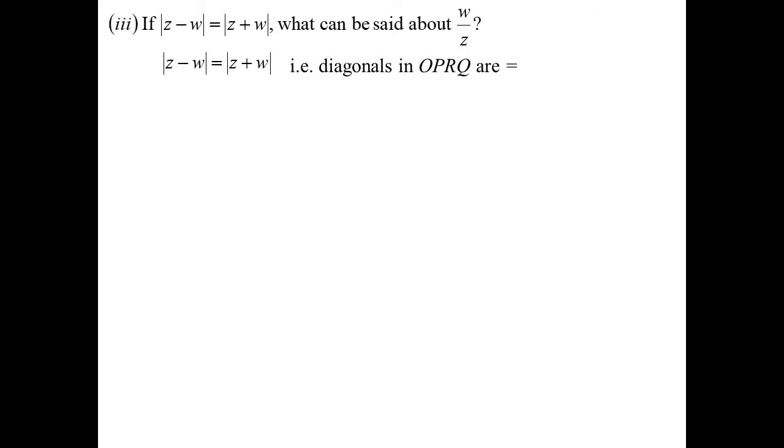If the diagonals are equal, then the shape I have is a rectangle. So I now know it's a rectangle. That tells me that the vertex must be 90 degrees.